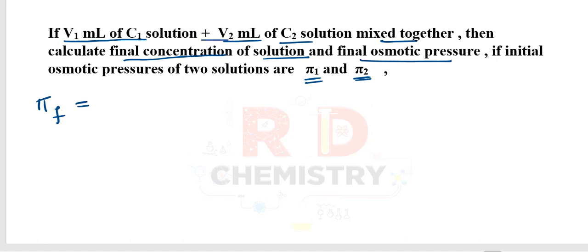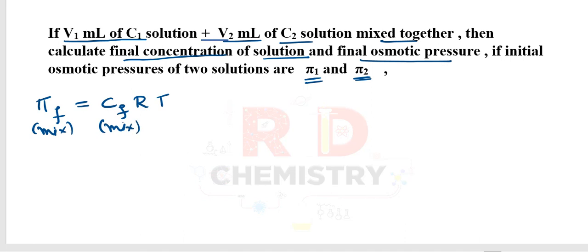It should be equal to C into R into T. R is a constant, the given temperature is also constant. C is the concentration of the final solution. When I say final solution, it is a mixture. So concentration of the mixture that is produced.